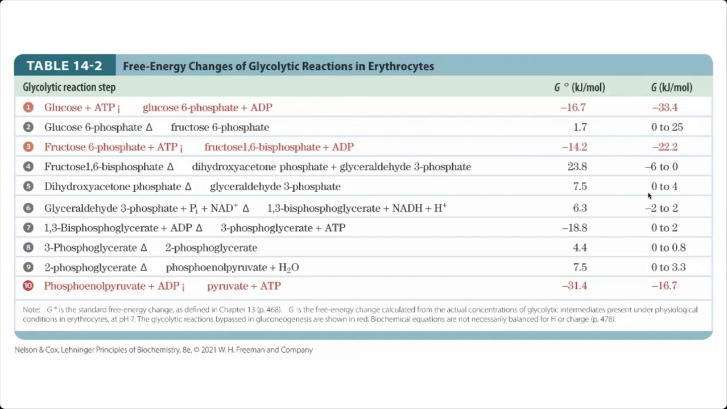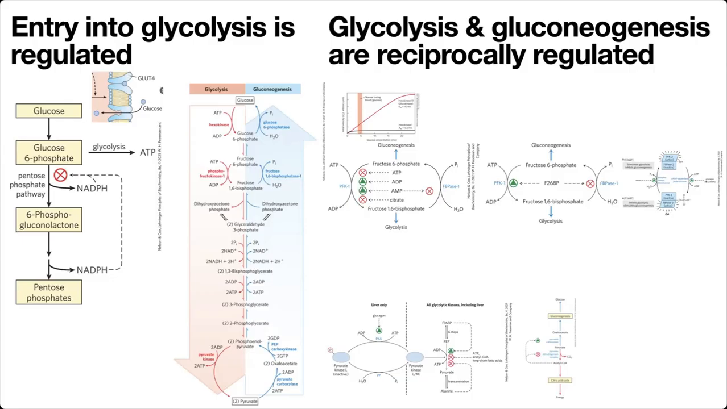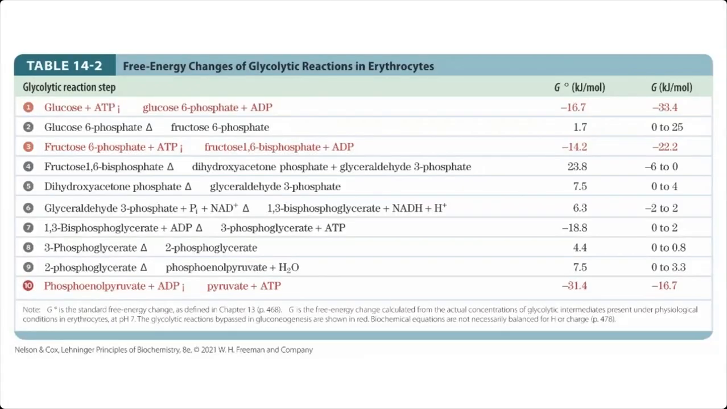Most of these steps have a neutral delta G, so we can just change the concentrations and go back and forth. However, at the steps where we have these bigger energetic changes, we're going to want to regulate them enzymatically. We'll get into this in the next lecture. For now, let's just look at the chemical steps that take place in these processes.